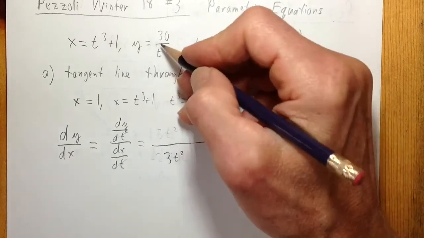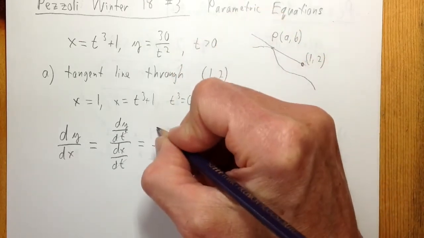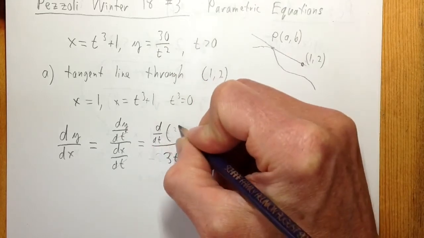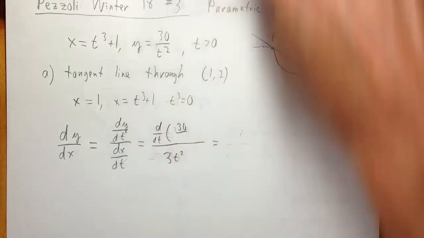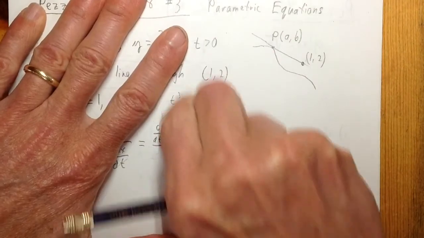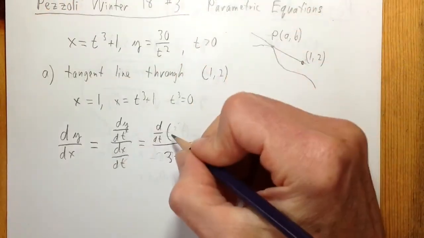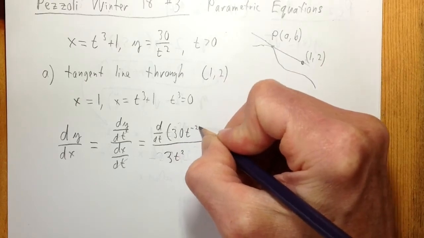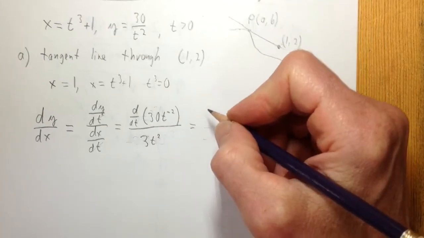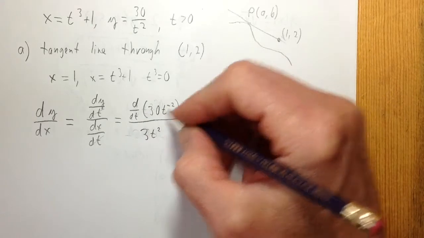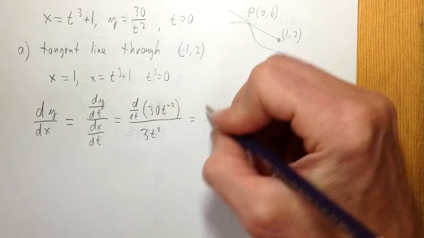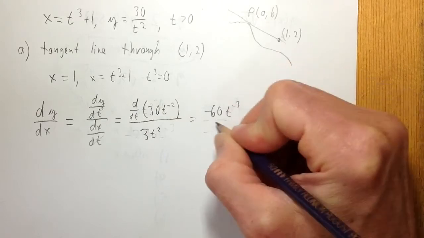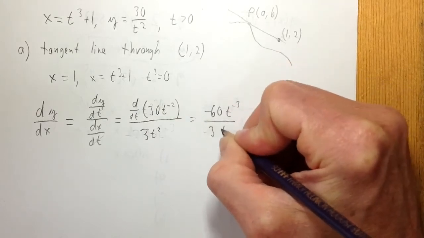Okay, dy/dt, I'm going to write this out to show my work. So that's d/dt of y, which is 30 over t squared, which again is 30t to the minus 2. If you show all your work, you're less likely to make mistakes. That is negative 2 times 30, so negative 60, t to the negative 3, divided by 3t squared.